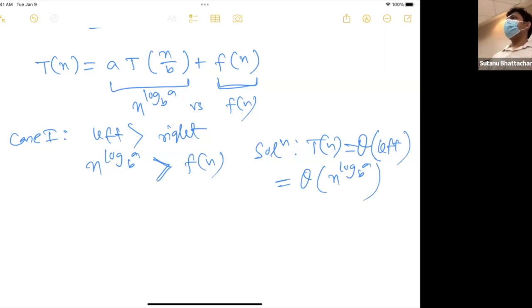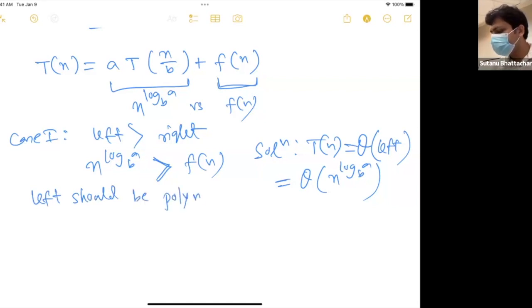Is it enough? If their difference is very minute, is it okay? No, right? That means there should be a significant difference between them. So that is polynomially larger. So left should be polynomially larger than the right.